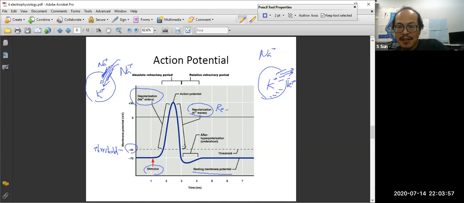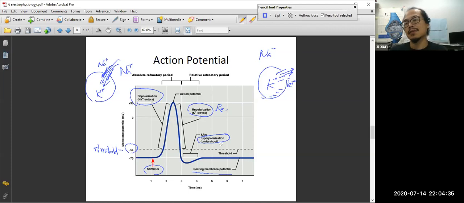Now it returns back to negative because a lot of positive charge ions moved out. But then the potassium channel will close, and this closing is not that fast. So there is a time when potassium may move out too much, and we have hyperpolarization. This one is polarization, but now it's overpolarization, too much, hyperpolarization. Then it returns to the resting membrane potential.